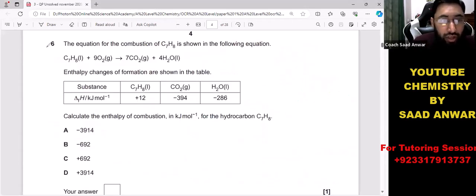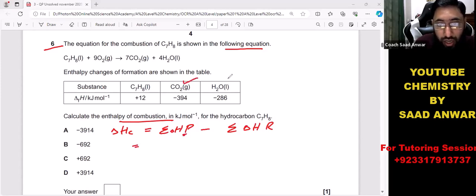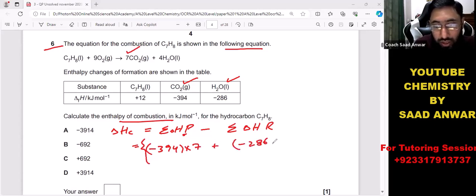Yes guys, see question number 6. The equation for the combustion is shown, and we calculate the enthalpy of combustion. Enthalpy of combustion is equal to the enthalpy of formation of the products minus the enthalpy of formation of the reactants. This is product, this is reactant. The products are carbon dioxide and water. Carbon dioxide is minus 394, and there are 7 carbon dioxide, so we multiply this by 7. Then water is minus 286, and we must multiply this by 4 because there are 4 water.